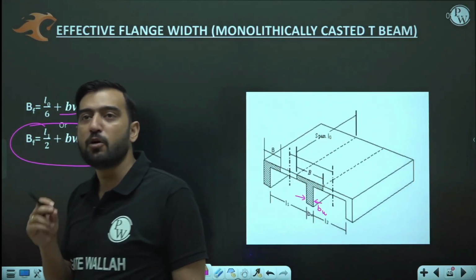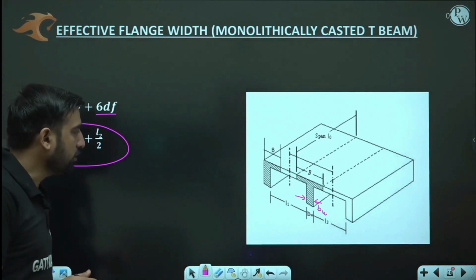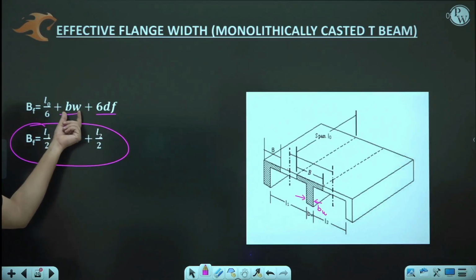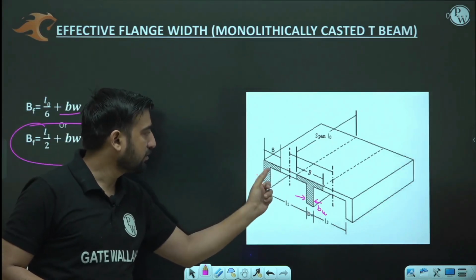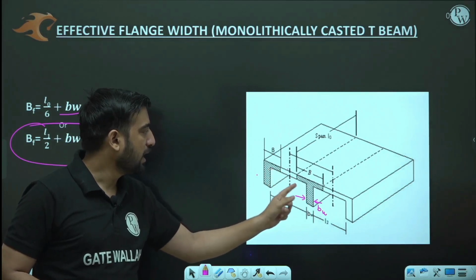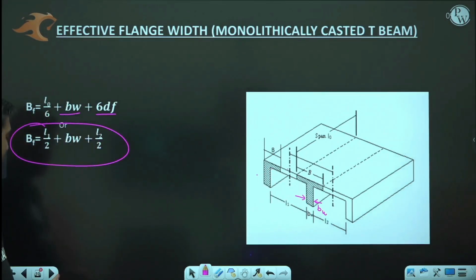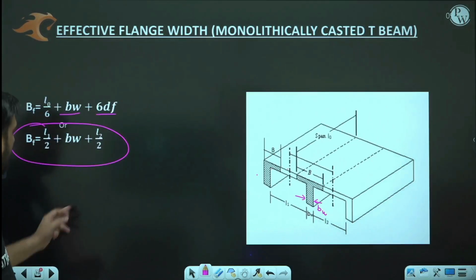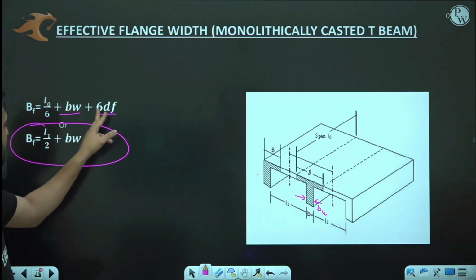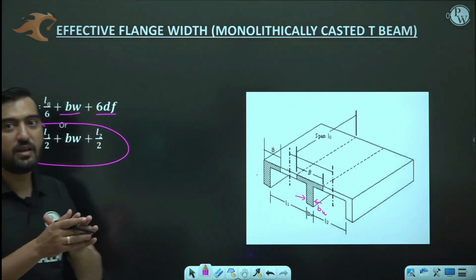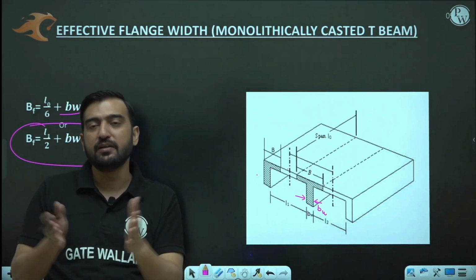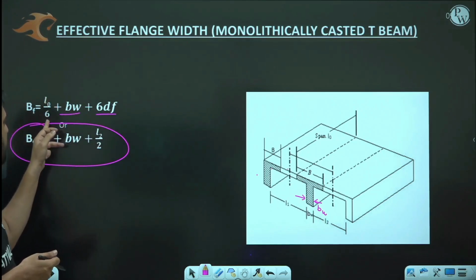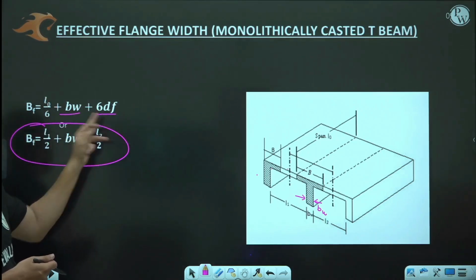of flange in monolithically casted L beam. So what would happen in monolithically casted L beam? You can see that this BW is going to remain same, and slab is only present on one side and clear span is only L1. So it is going to be BW plus L1 by 2, and other than this BW, these L0 by 6 plus 6DF is going to represent the width of the flanges on either side other than BW. So we have to simply make them half. So L0 by 6 will become L0 by 12 and 6DF will become 3DF.